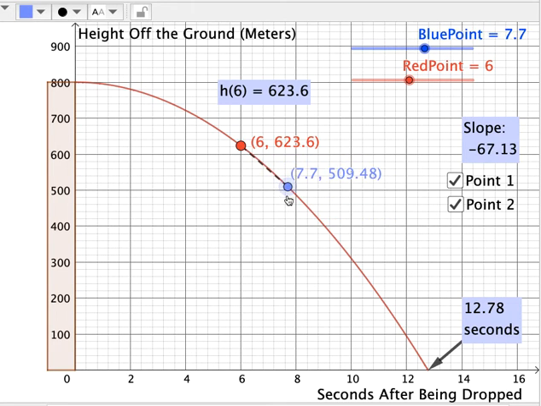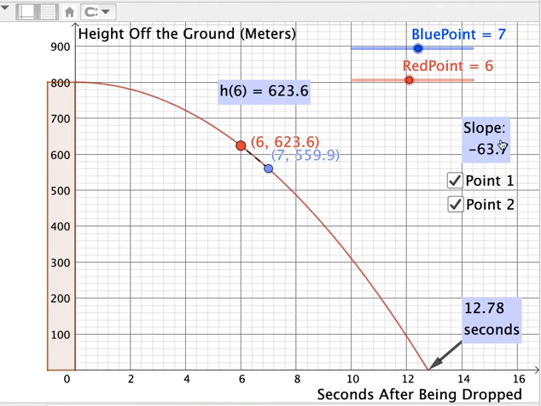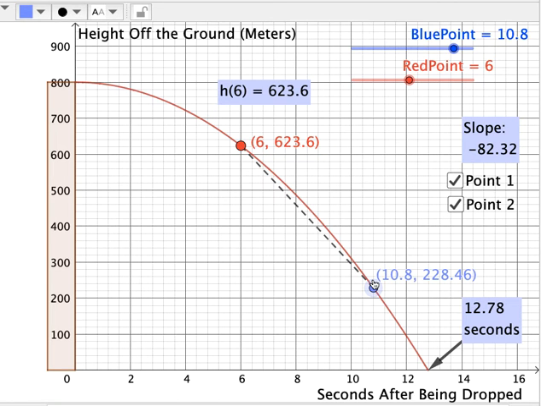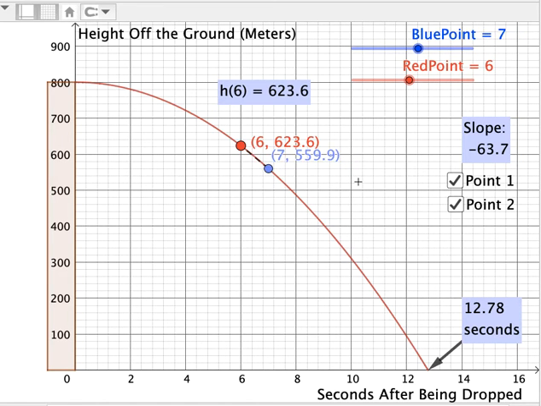If we set this to 8, then we see that the slope here is equal to negative 68.6. So that means that between 6 and 8 seconds, the ball was traveling at negative 68.6 meters per second, a little slower than what we saw before. And when we set this to be just 1 second after, the slope is now just negative 63.7 meters per second. And we can see that the line is a little flatter here than it was when we had this point down here where it was a little steeper. The flatter it is, the closer the slope is to 0, and the closer the velocity is to 0.